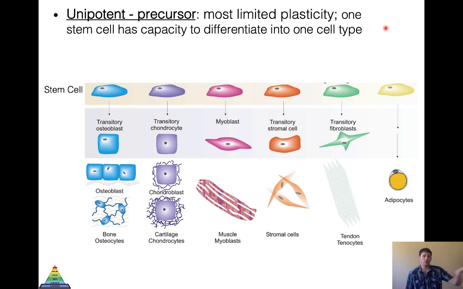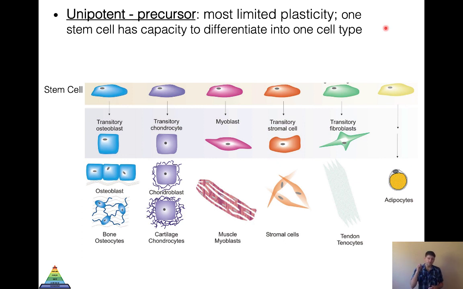This is like when you're going in to be a master's or PhD student, you're really honed in on some pretty specific stuff. Not that you don't study other things, but you are really focusing in on some pretty serious things. So these unipotent stem cells, they have the most limited plasticity, okay?